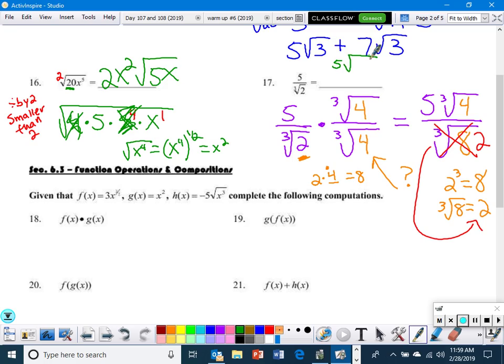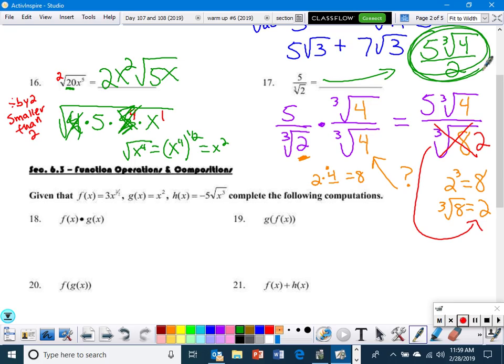So our answer to this problem ends up being, let me rewrite that a little bit better. Okay, I'm going to go over here, there's more room. So 5 cubic roots of 4 over 2. That is our answer. Okay, 5 cubic roots of 4 over 2. Look at that one carefully, think about it, rewatch it if you need to. All right, so that was section 6.2. Let's move on to section 6.3.